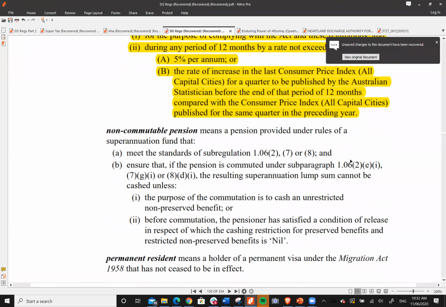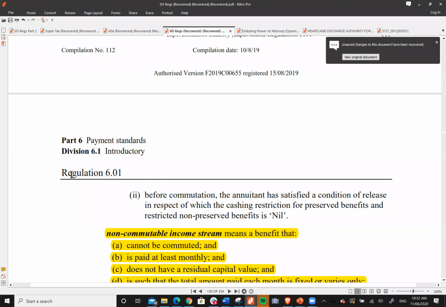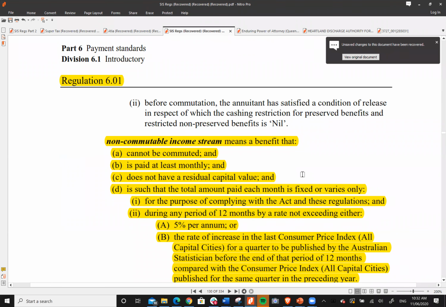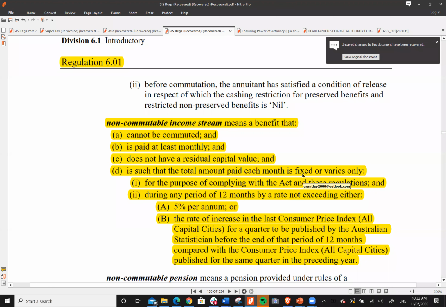So again, I'm in SIS regulation 6.01, and I've got a non-commutable income stream here, which I call a temporary incapacity income stream under the deed. So it's a benefit that cannot be commuted, is paid at least monthly, so you can do weekly, and doesn't have a residual capital value, so there's no capital amount at the end. It just simply means that once it's ceased, it just folds back into your accumulation account.